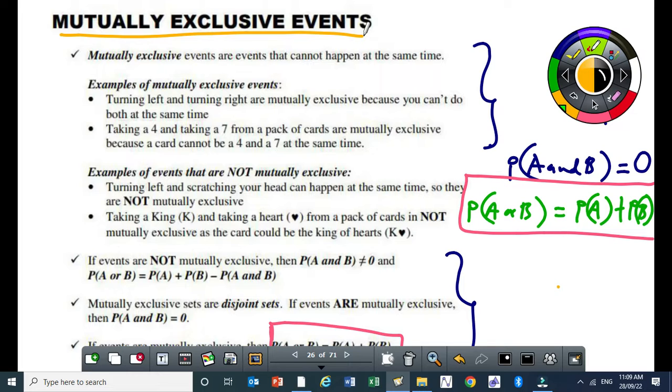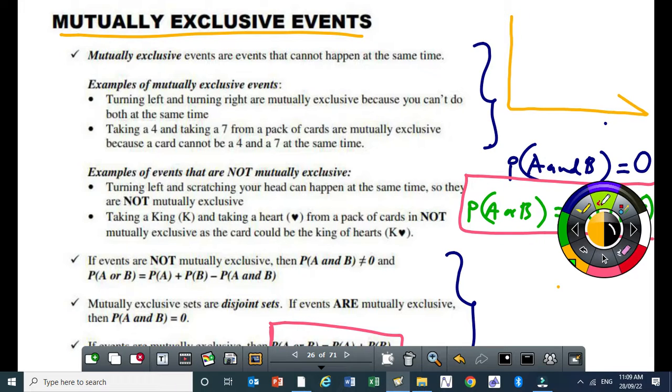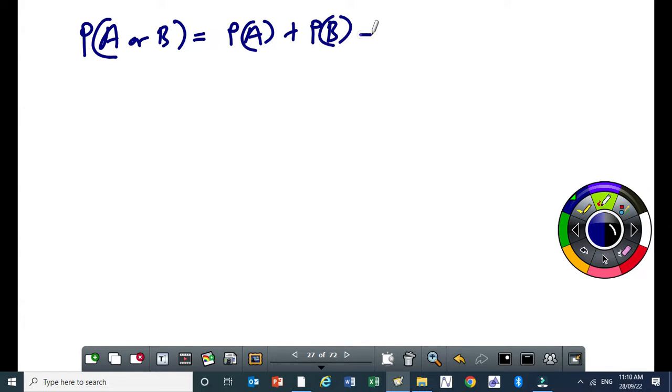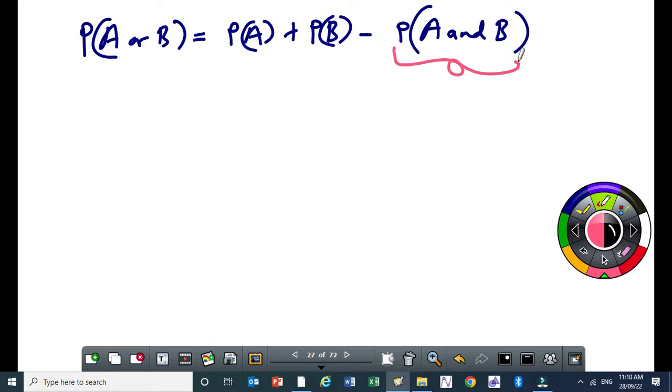If you draw a Venn diagram for mutually exclusive events, it will look like this. You have event A, then you have event B. There won't be any intersection, because they can't take place at the same time. So according to the addition rule, P(A or B) is equal to the probability of A plus the probability of B minus the probability of A and B. So if two events are mutually exclusive, this intersection P(A and B) will be equal to zero.